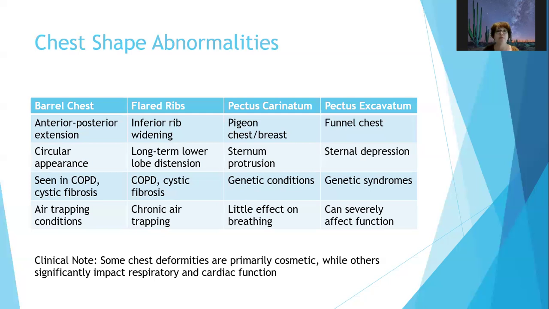Flared ribs, it's an inferior rib widening. Long-term lower lobe distension, so that's another air trapping thing. So COPD or cystic fibrosis, and you can see how air trapping would cause your ribs to flare out. Pectus carinatum, it's pigeon chest or pigeon breast, sometimes they call it, where the sternum protrudes, and it's associated with some genetic conditions, but it doesn't really have very much effect on breathing. And then funnel chest is sort of the opposite, pectus excavatum, where the sternum is depressed and it's associated with some genetic syndromes. And that can severely affect function because the sternum actually has to lift a little bit while you're breathing to help expand the chest.